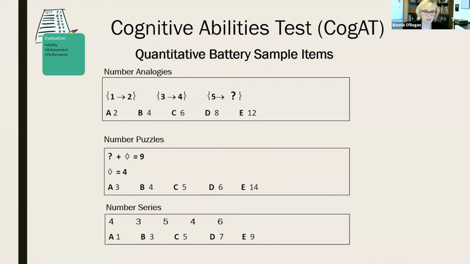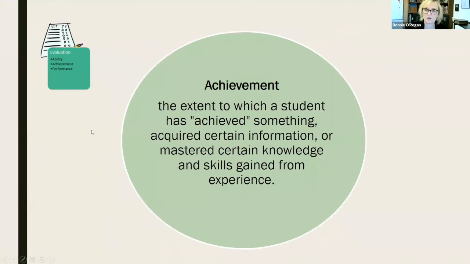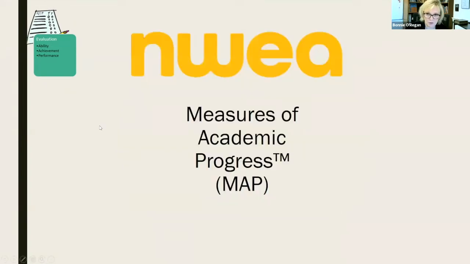So the cognitive abilities test is looking at our ability section. When we look at achievement, we look at what the student has achieved or how much information they have, what they have and skills gained from their experience, not necessarily in school, but also outside of school. This is similar to the STAR assessment.